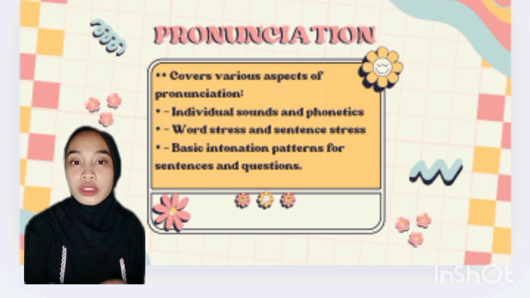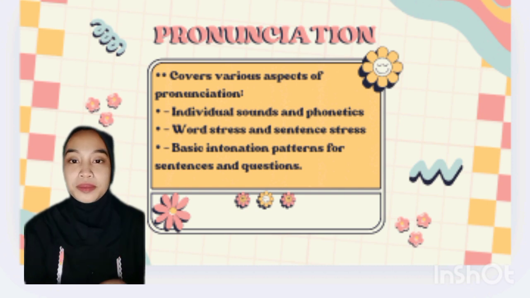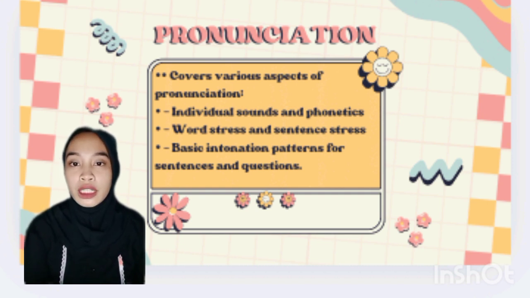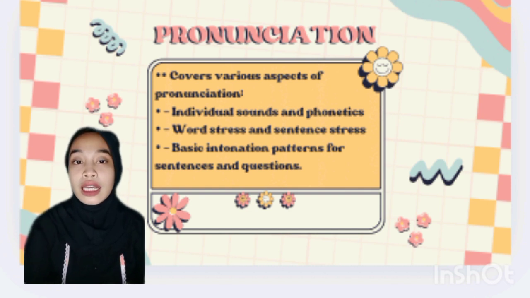Students are taught to distinguish letter sounds like P and B, or long and short vowels like the I in seat with the I in sit. Number 2 is word stress and sentence stress. Emphasis is taught to clarify meaning, as in record as a noun and record as a verb.